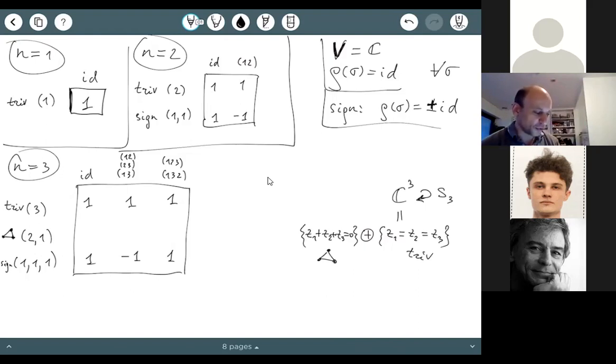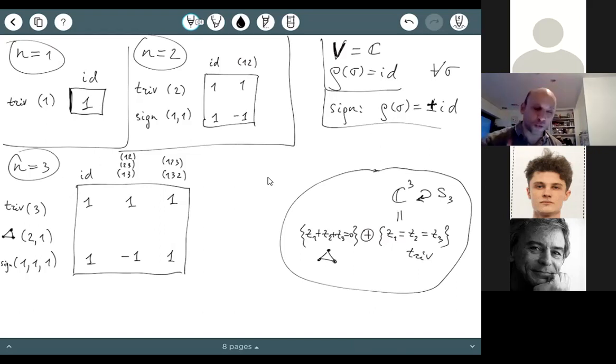And we can use this picture. So you see in C3, when you take the matrix of a permutation, its trace is equal to the number of fixed elements. Because the matrix of a permutation has ones or zeros, and ones on the diagonal are fixed elements. So the identity has 3 fixed elements, the trace is equal to 3. A transposition has 1 fixed element, so the trace is equal to 1. And the 3-cycle has no fixed element, so the trace is equal to 0.